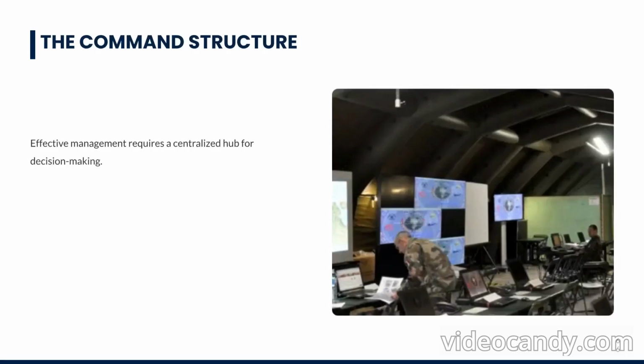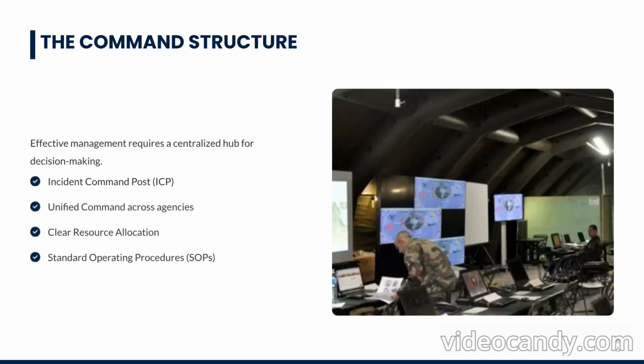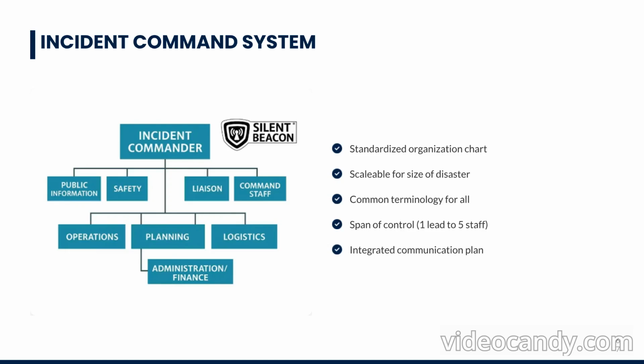The command structure ensures effective management through a centralized hub. Key elements include the Incident Command Post, or ICP, unified command across agencies, clear resource allocation, and adherence to standard operating procedures, or SOPs. The incident command system uses a standardized organization chart that is scalable for any disaster size. It utilizes common terminology for all participants and maintains a span of control of 1 leader to 5 staff.